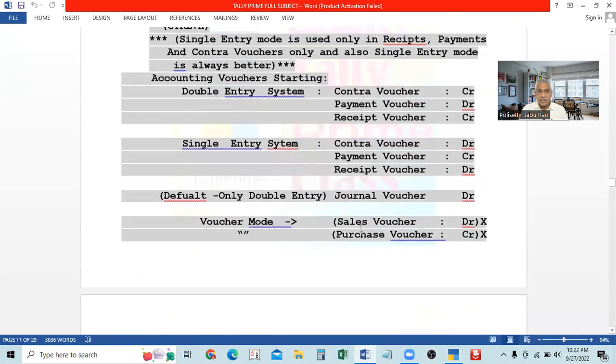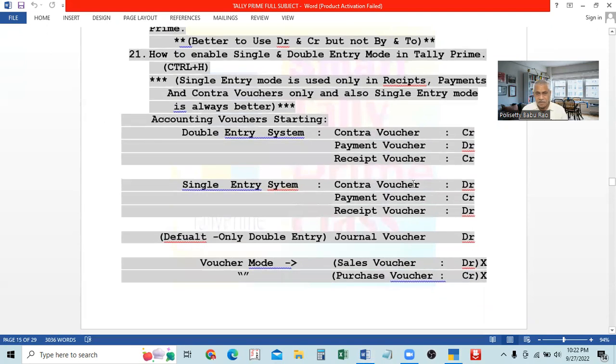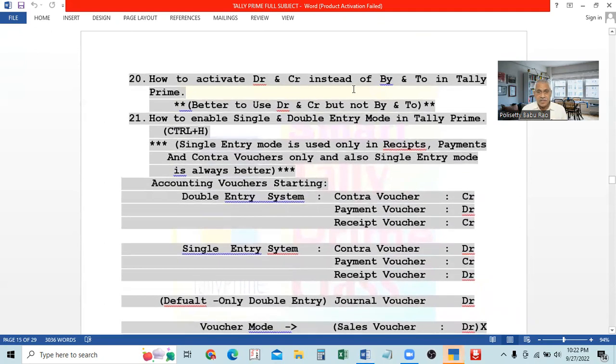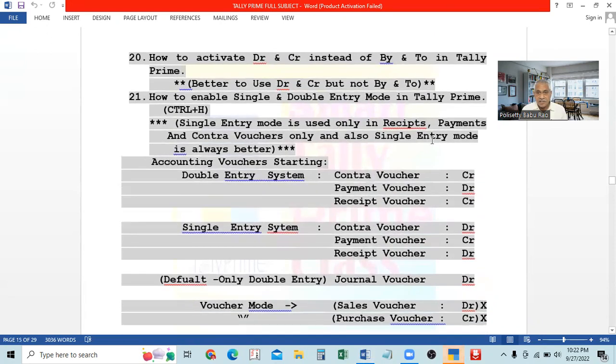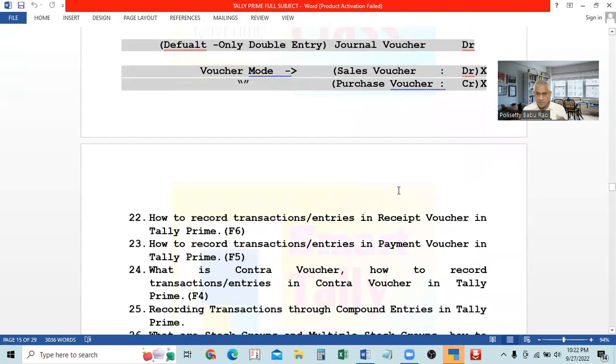See, yesterday I prepared this table which starts with debit and credit. I think I told you already, but it is difficult to remember that, so I will give you simple tips also. So we completed debit and credit, instead of To and By, and the double entry and single entry systems. Now we are getting to the actual job regarding the transactions.